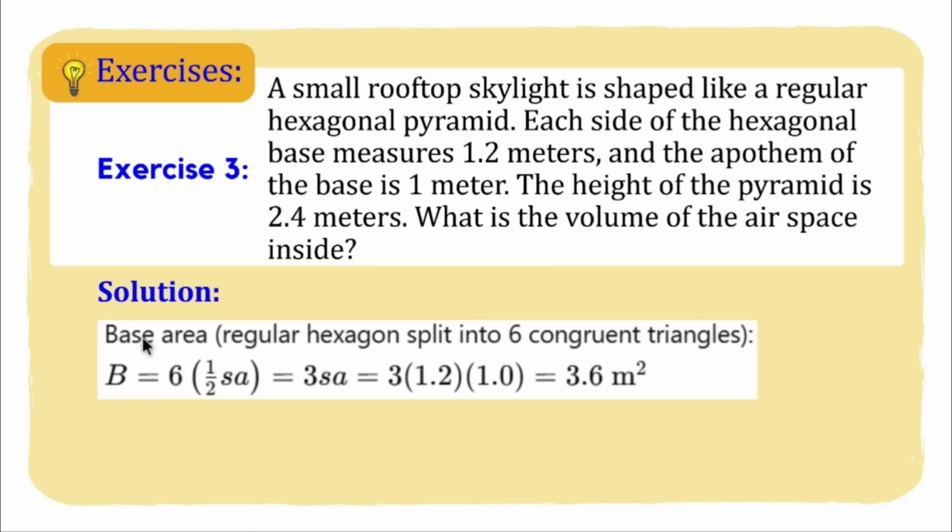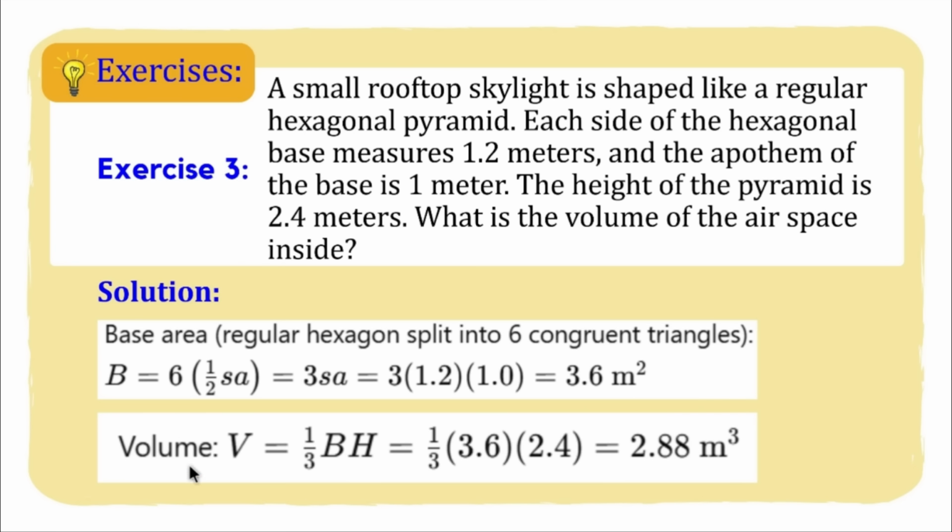Okay, so in our solution, we'll find the area of the hexagon base muna with 6 congruent triangles. No, we can split it into 6 congruent triangles. Our formula will be 3SA. Okay, so S will now be the side, which is 1.2 meters. A will be the apothem, 1.0 or 1 meter. So 3 times 1.2 times 1 is 3.6 square meters. Yan po yung base ng ating pyramid area, no?